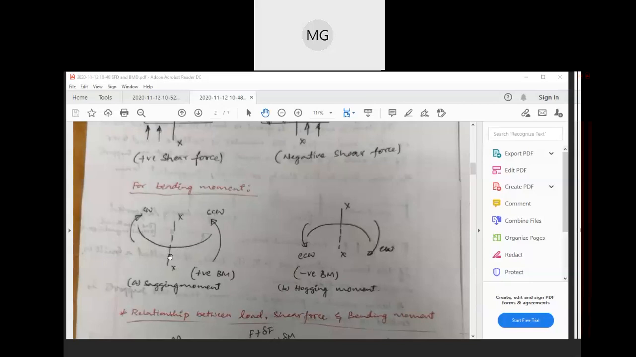So in a beam, wherever the section you have considered, to the right side, a counterclockwise couple is positive and a clockwise couple is negative. To the left of the section, clockwise is positive and counterclockwise is negative. Again, this is also important. Note down this.